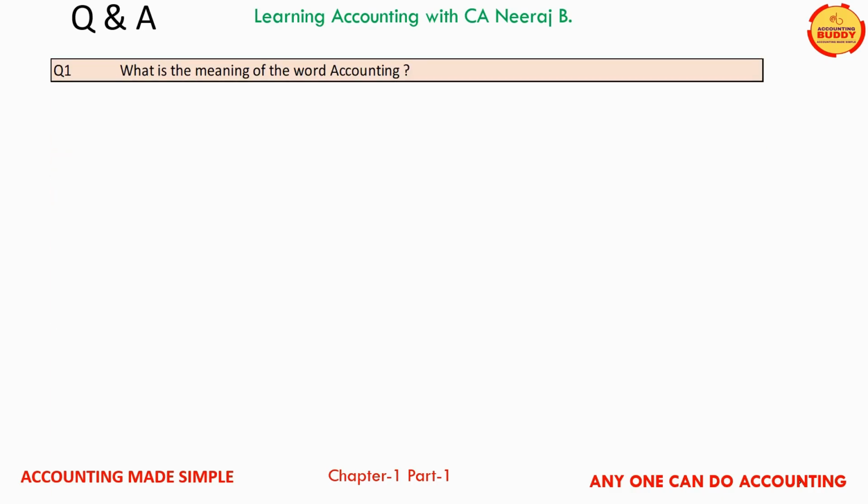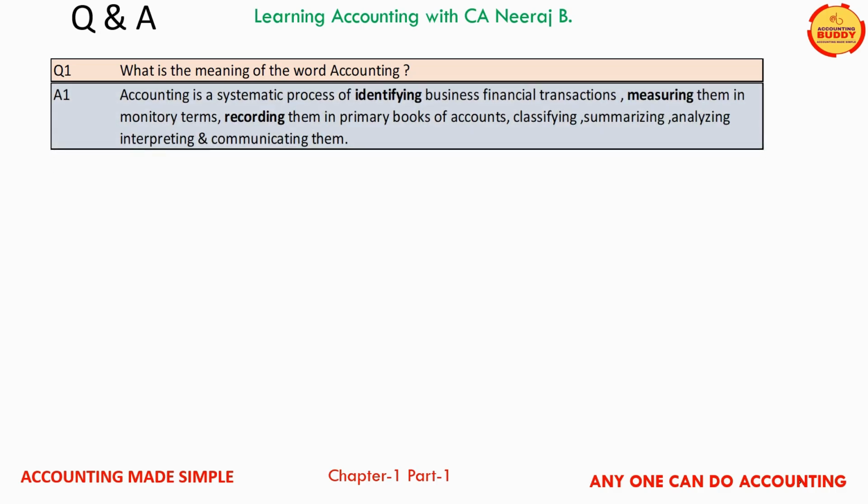Question number 1, what is the meaning of the word accounting? Accounting is a systematic process of identifying business financial transactions, measuring them in monetary terms, recording them in primary books of accounts, classifying, summarizing, analyzing, interpreting, and communicating them.